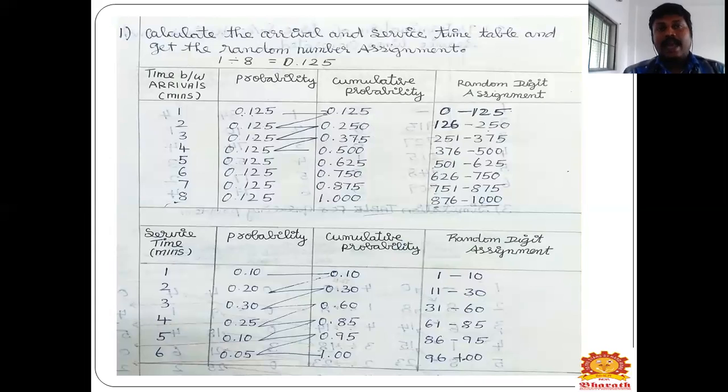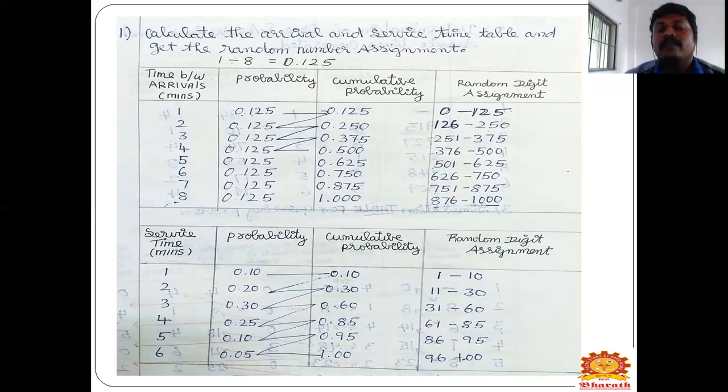Then you will calculate the arrival and service time using the random digits. Here, for arrival time they have not given the probability, but for service time they have. So for arrival time, since it ranges from 1 to 8, you take 1 divided by 8, which gives 0.125. So you take the probability as 0.125 for all 8 arrival minutes, then take the cumulative probability, and after that you do the random digit assignment.